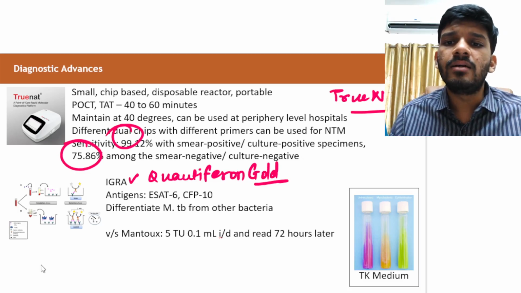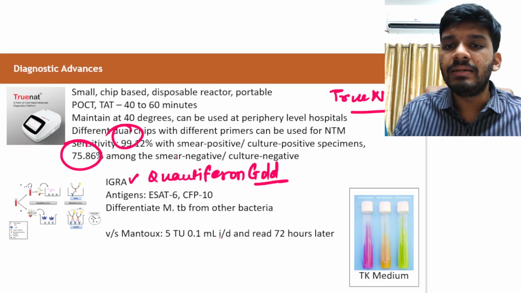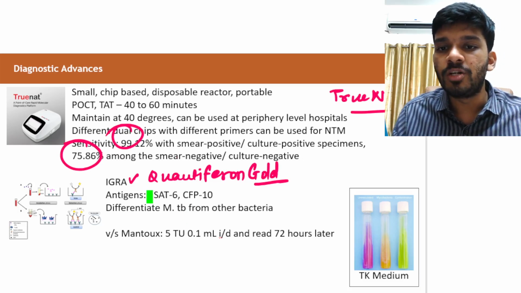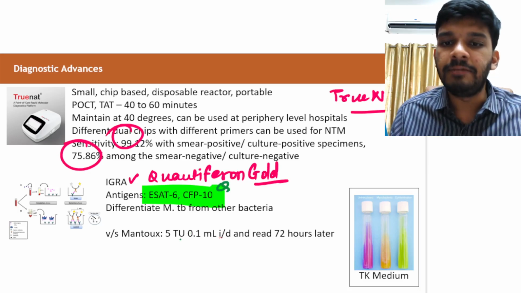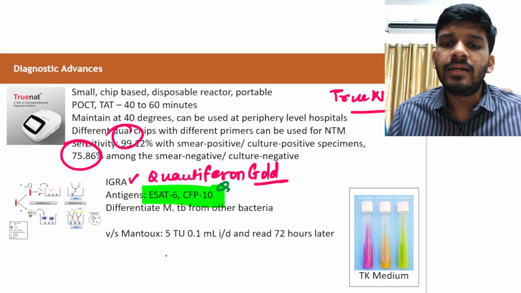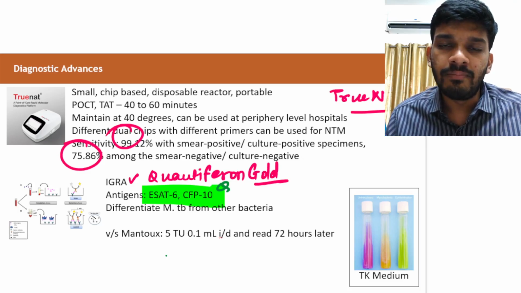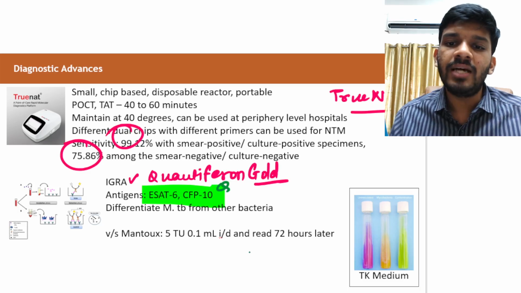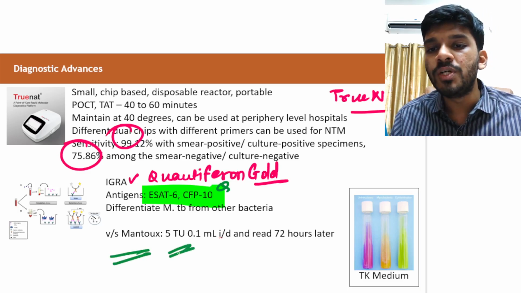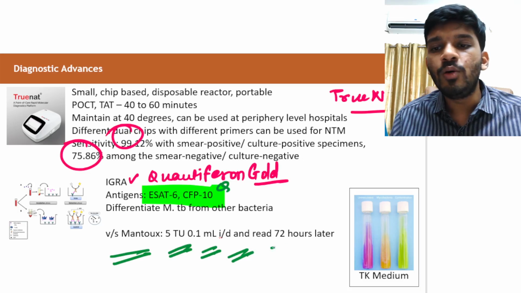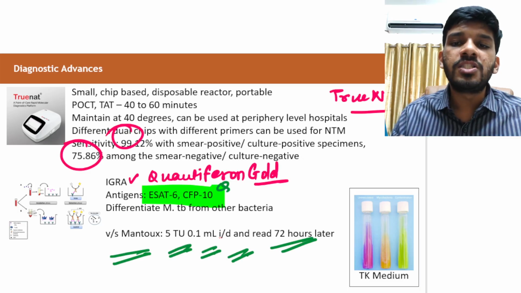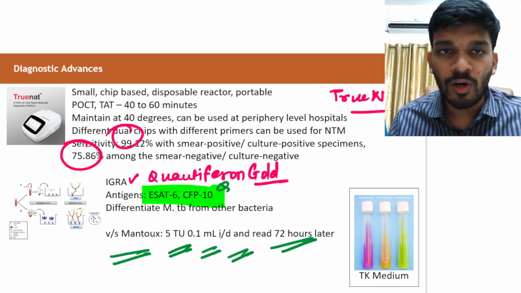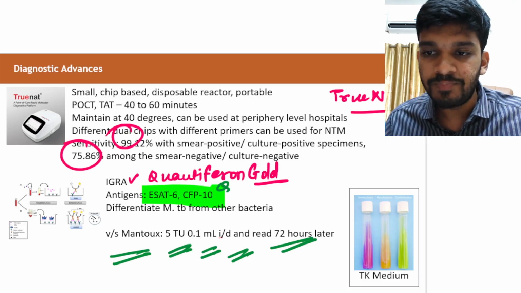Other antigens that form the basis of this IGRA test are ESAT6 and CFP10. You should remember this. This can come as a one-liner: ESAT6 and CFP10, right? And with IGRA, you can also differentiate Mycobacterium tuberculosis from other bacteria. Whereas you have the Mantoux test where you use 5 units, 0.1 ml intradermal, and you read it 72 hours later. This is one small point. When it is positive, more than 5 mm, 10 mm, those cutoffs you will read in pediatrics, right?